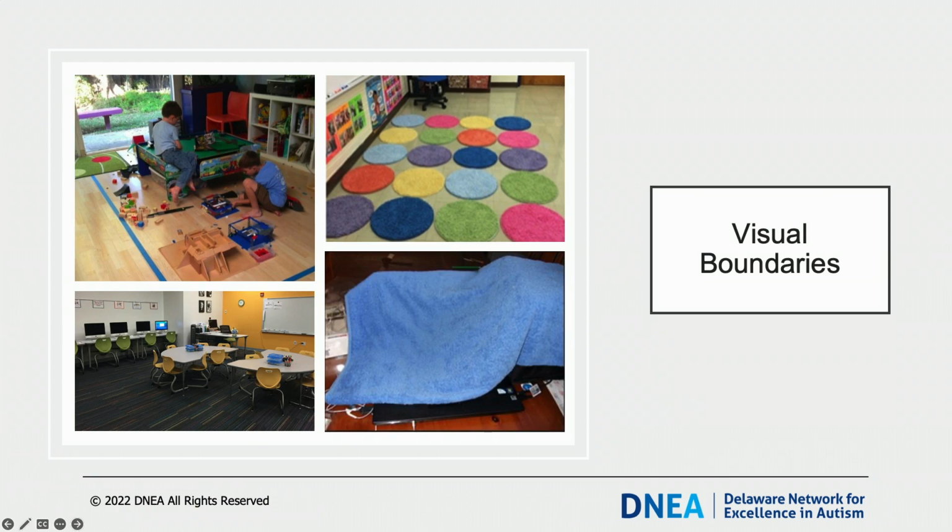In the top left of the picture, you can see tape used to designate play areas. In the top right, circular mats could be used to designate seats for circle time. The bottom left shows furniture used to shape visual boundaries. In the bottom right, you see a blue blanket placed over an item as a boundary to access that item.